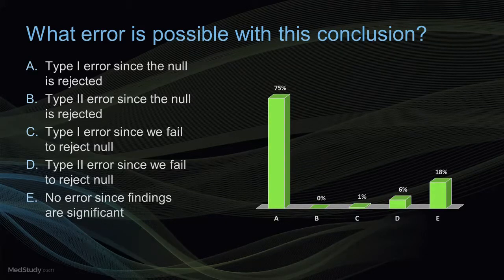Okay, yeah, so whenever we reject the null hypothesis, as we stated before, we're either making the right decision or we're making a type 1 error. All right, so just link reject the null hypothesis with type 1 error, fail to reject the null hypothesis with type 2 error. Some people selected E, no error since findings are significant.